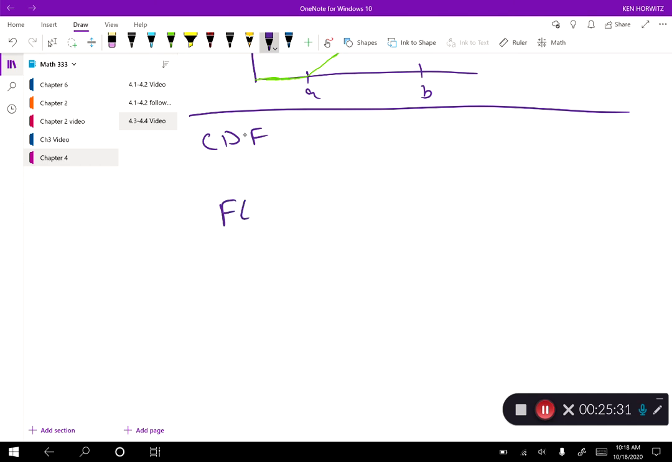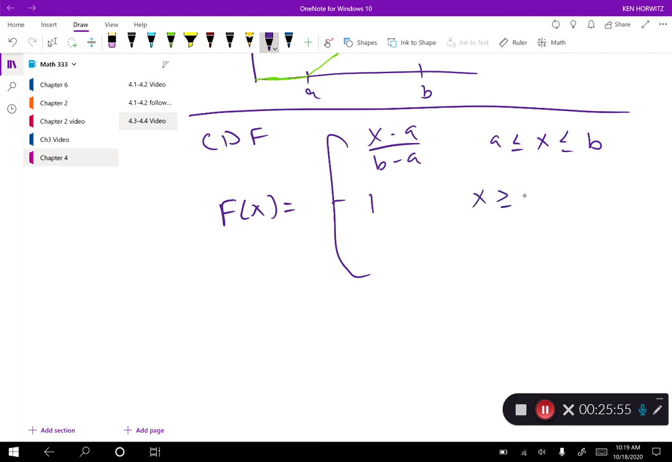Our big F of x is going to have the following values. It's going to be (x minus a) over (b minus a), whatever a, b, and x are, when a is less than or equal to x, which is less than or equal to b. It's going to be 1 when x is greater than or equal to b. And then it's going to be 0 when x is less than a. So there's your cumulative distribution function.